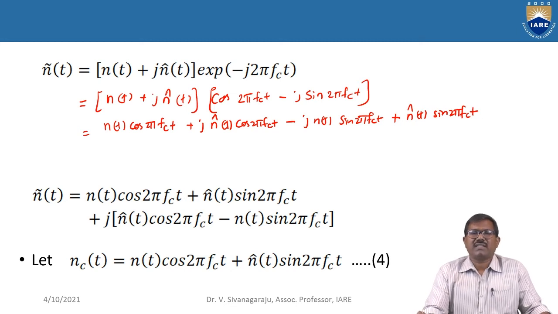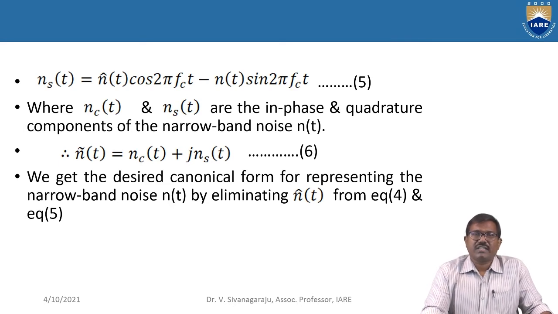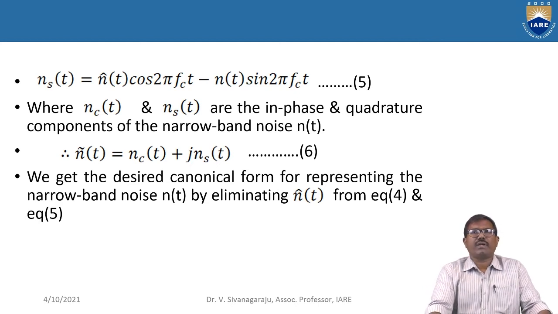The real part was taken as nc of t. And again, in the j term, we can take it as ns of t. We represent the j term as ns of t, which is equal to n cap of t cos 2 pi f c t minus n of t sin 2 pi f c t, where nc of t and ns of t are the in-phase and quadrature components of the narrowband noise.